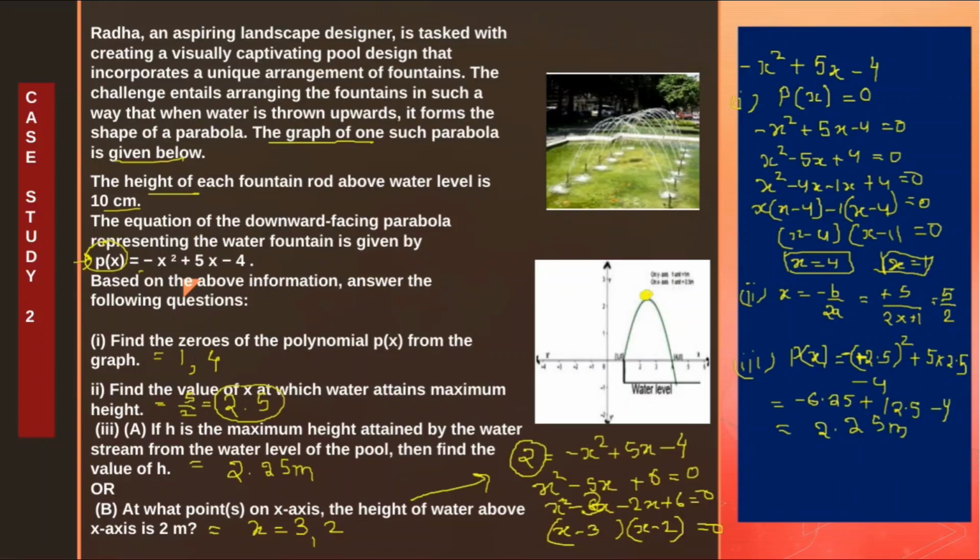Alternatively, we'll find the points along the x-axis where the water's height is exactly 2 meters. We also know each fountain rod stands 10 centimeters above the water level, which factors into our calculations.